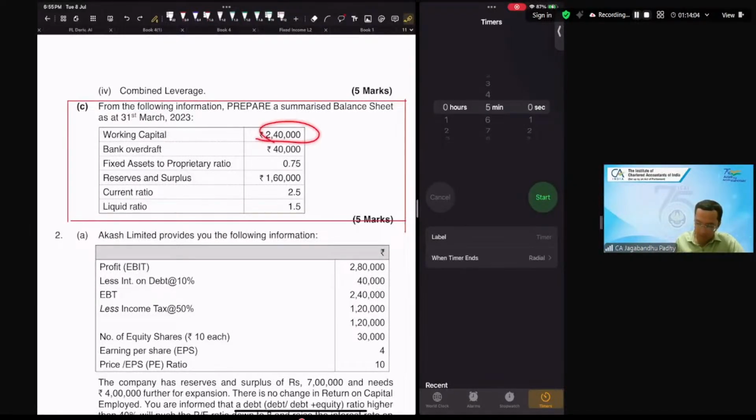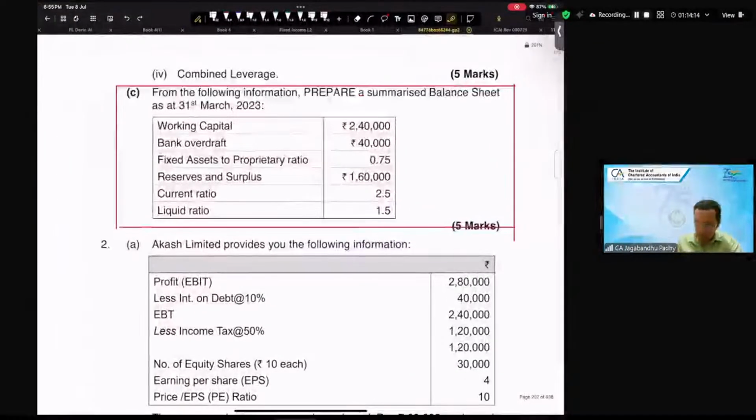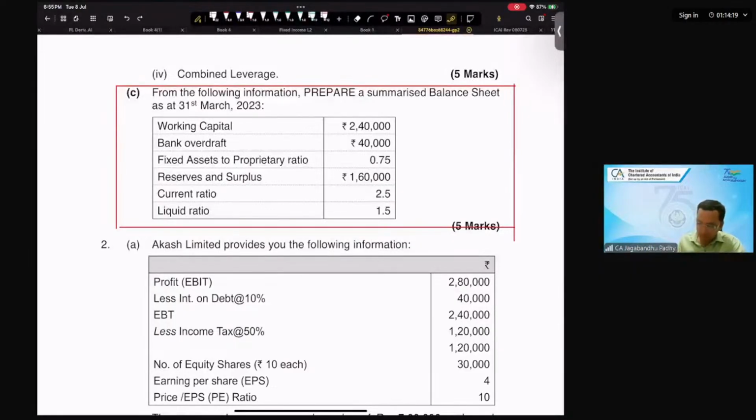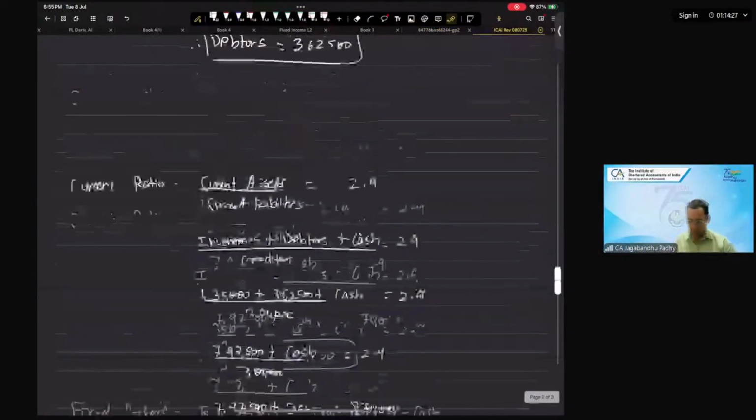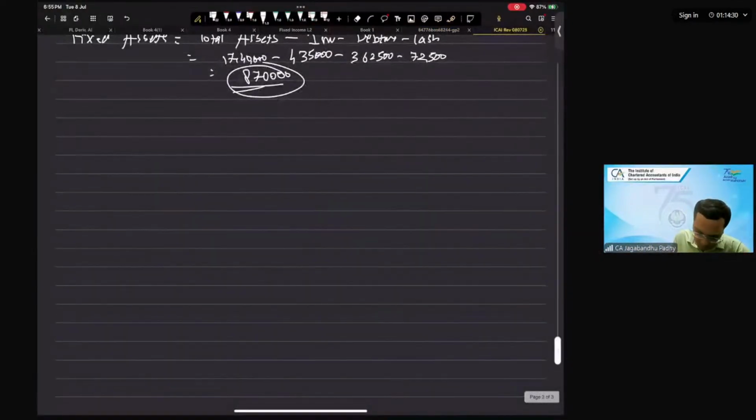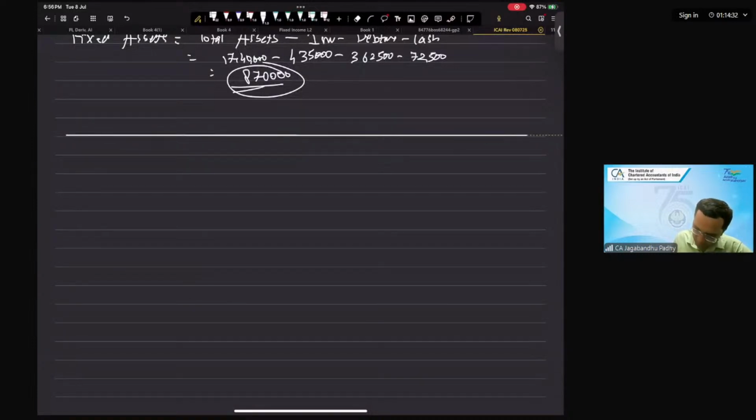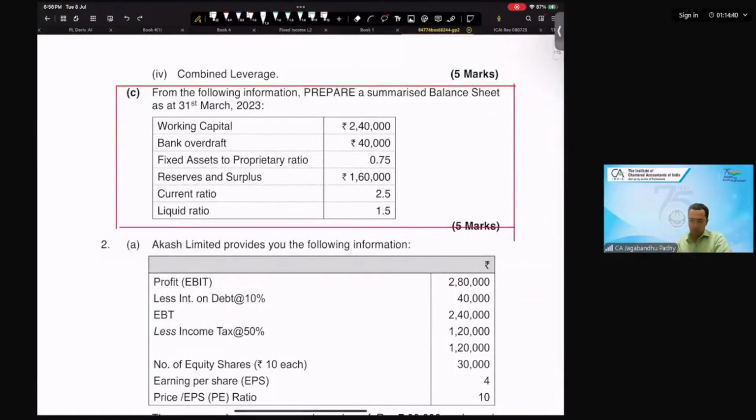Working capital is given as 2 lakh 40. Now, of course, the connected ratio with that is going to be the current ratio. We can definitely get the value of current assets and current liabilities from that. And then we have to take into account the liquid ratio to get the value of inventory. Then reserves and surplus are given. As we follow the same format in the flow, we will first prepare a draft balance sheet, wherein whatever is possible, we'll try to fit into it.